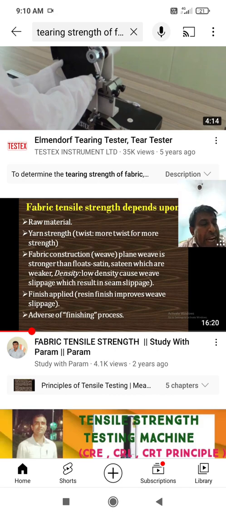D2261 standard test method for tearing strength of fabrics by the tongue (single rip procedure) constant rate of extension tensile testing machine, annual book of ASTM standards, volume 07.01.